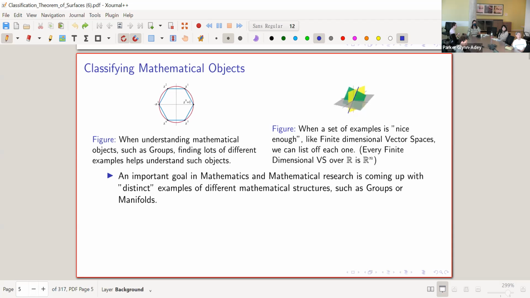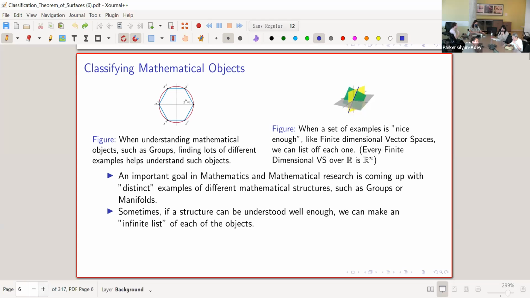So an important goal in mathematics and mathematical research is to come up with distinct examples of different mathematical objects and structures. So groups, manifolds, vector spaces, depending on what kind of structure you want to study, you want to be able to find when they are the same and when they are different with respect to the structure we're looking at. And sometimes if we can understand this structure well enough, we can make an infinite list that goes through each object. And if we have an object, we can decide which one it is on that infinite list.